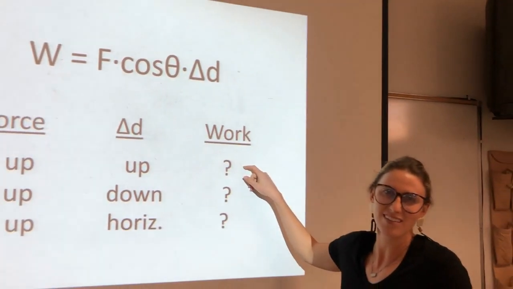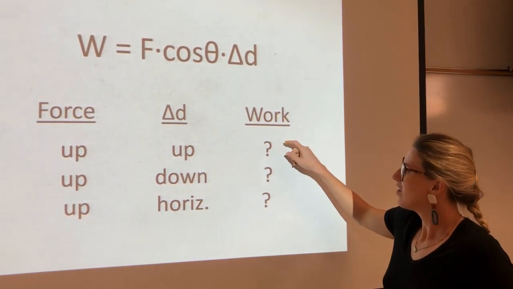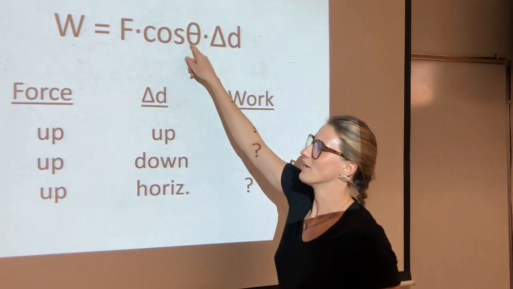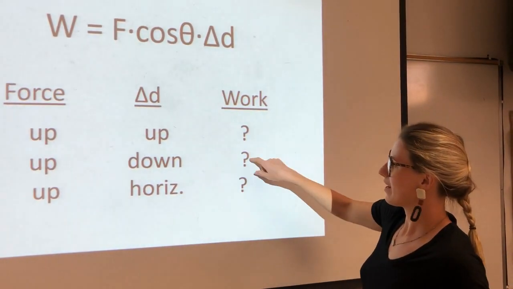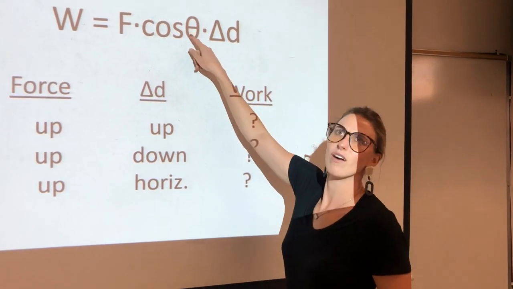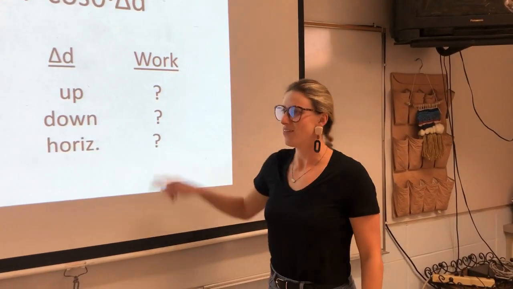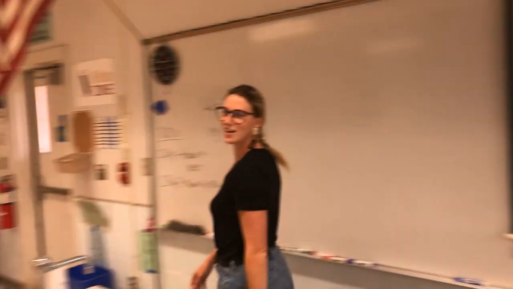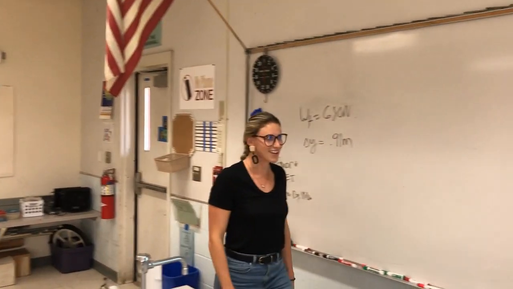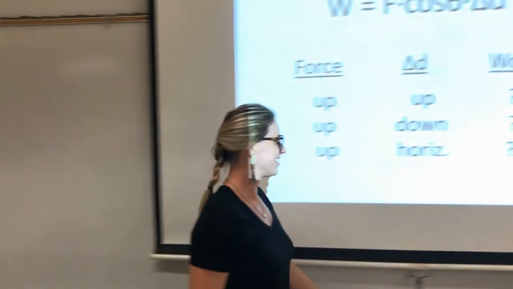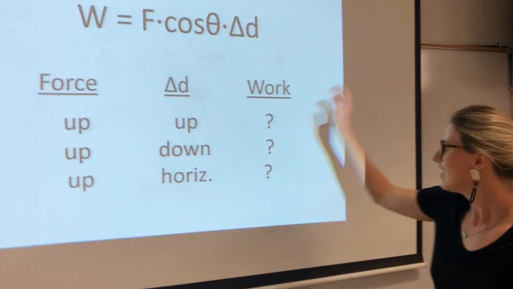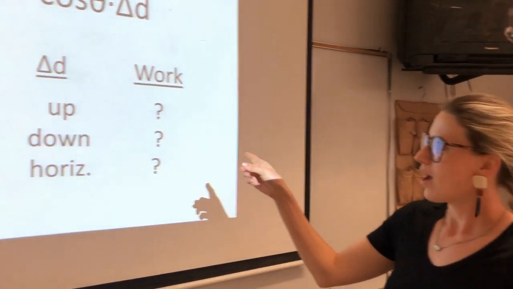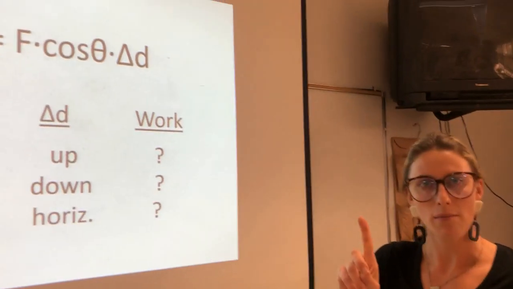Positive, negative, nothing? Well, when I'm going up, my work is going to be positive. Cosine of 0 is 1. When I'm going down, my work is going to be negative. Cosine of 180 is negative 1. And what about when I'm just moving horizontally? You ain't doing no work. I'm just walking. Okay, so nothing there.